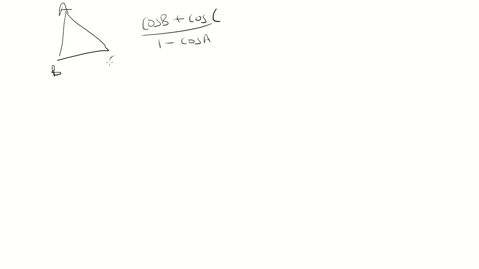In triangle ABC, side AB is equal to c, BC is equal to a, and AC is equal to b. We want to find the equivalent form of (cosine B plus cosine C) over (1 minus cosine A). So let's draw out the triangle.